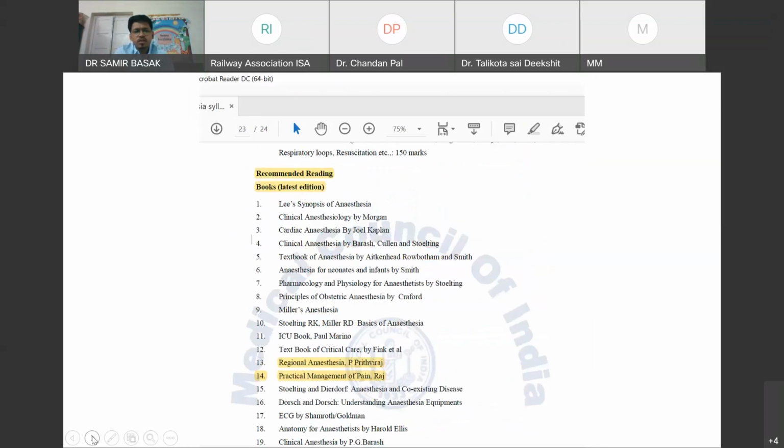Regarding what books to read, there is Prithviraj, Regional Anesthesia and Practice of Pain Management, both written by Prithviraj. And there are also Waldman books. If anybody wants to know more about pain medicine, they can go through Prithviraj.